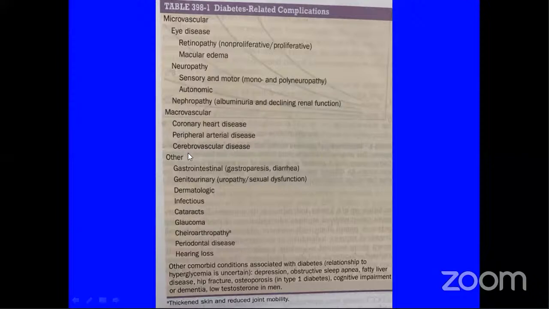Cerebrovascular accidents occur in long-standing diabetes mellitus when atherosclerosis and thrombosis occur in the medium and large vessels. When it affects the heart, it causes heart attack. When it affects the peripheral arteries, the main arteries of the limbs, it causes peripheral arterial disease.